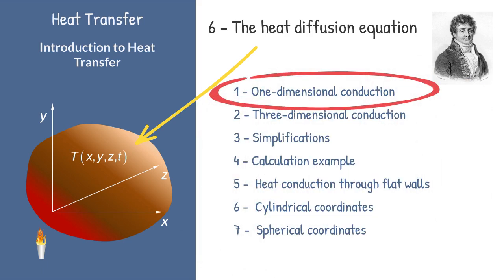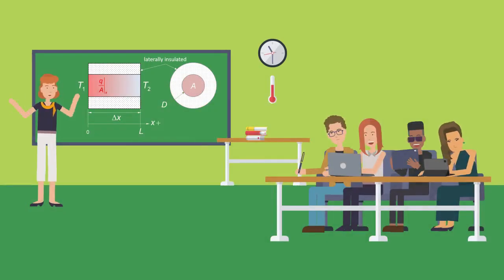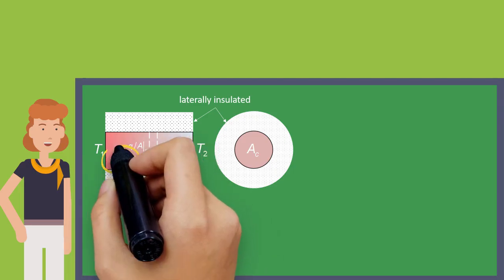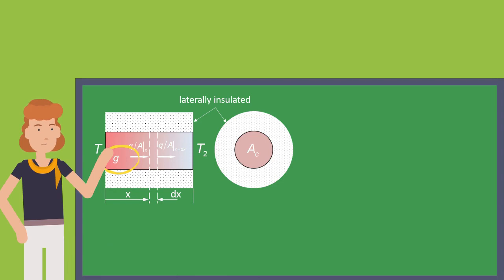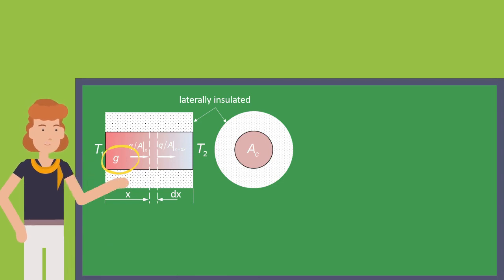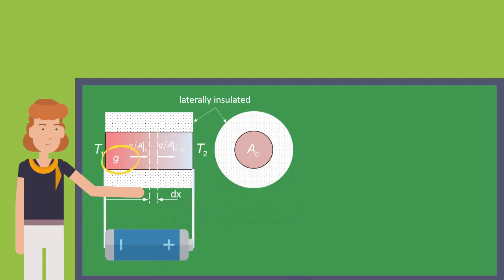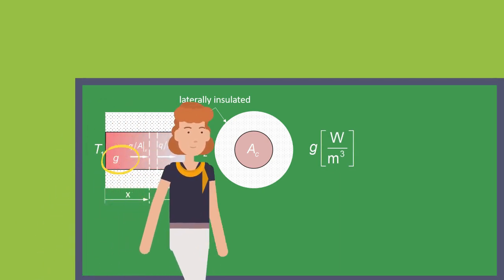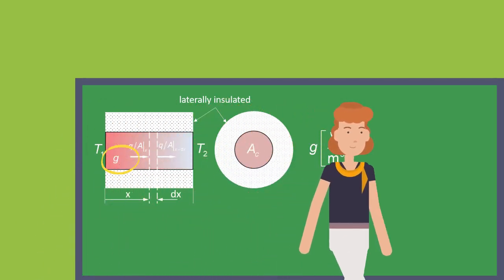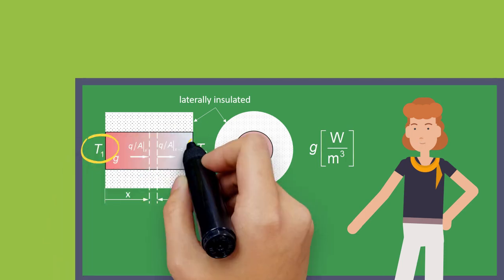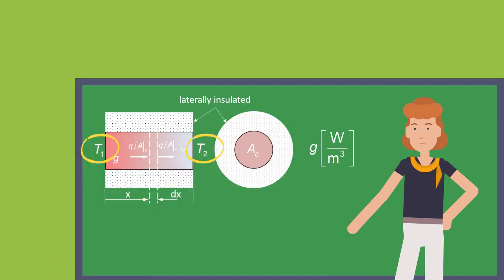Let's start analyzing the one-dimensional conduction. We are going to use again the laterally isolated cylinder to force a one-dimensional heat flow. For a complete analysis of the conduction, we assume that there is a volumetric heat generation inside it, for example, because an electric current passes that generates heat by the Joule effect. This volumetric generation G is evaluated in watts per cubic meter. The left side is at a uniform temperature, T1, and the right side at a uniform temperature, T2.